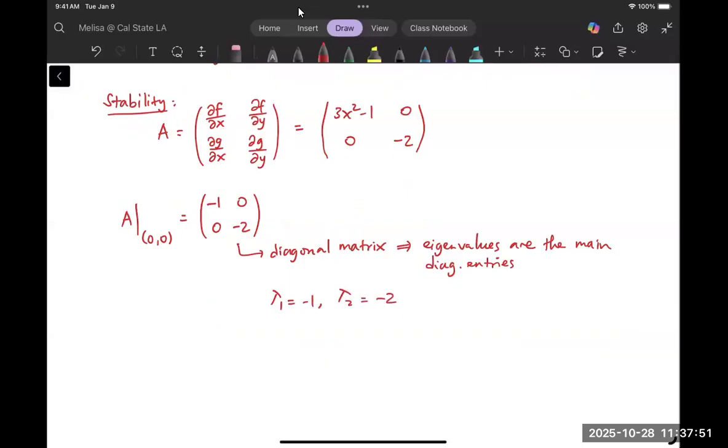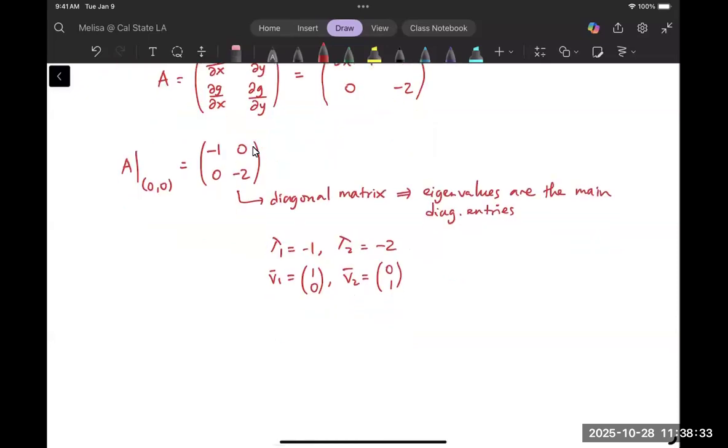And also, the fact that this is a diagonal matrix, your eigenvectors are also easy to see. The associated eigenvector for lambda 1, which is -1, the entry in the first row, first column, is going to be 1, 0. And then lambda 2 is in the bottom corner, so the associated eigenvector v2 is 0, 1. So you can take a shortcut from linear algebra just to minimize your work.